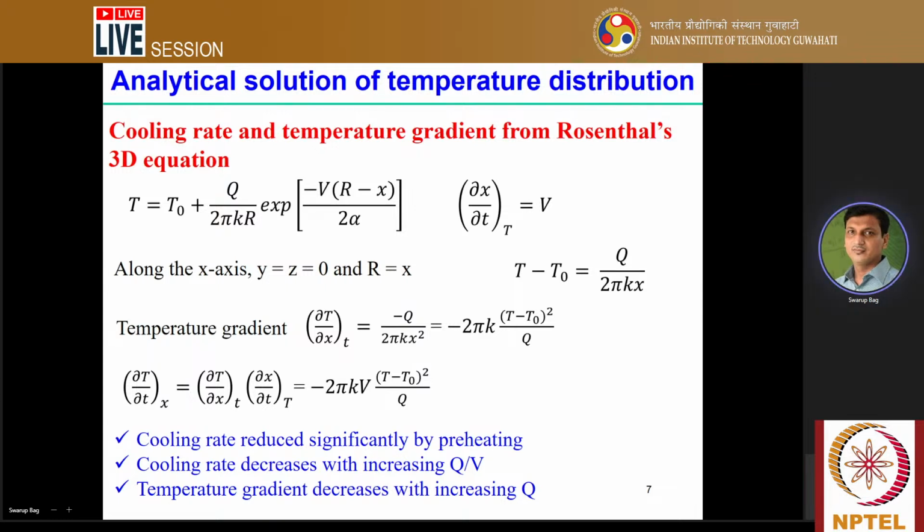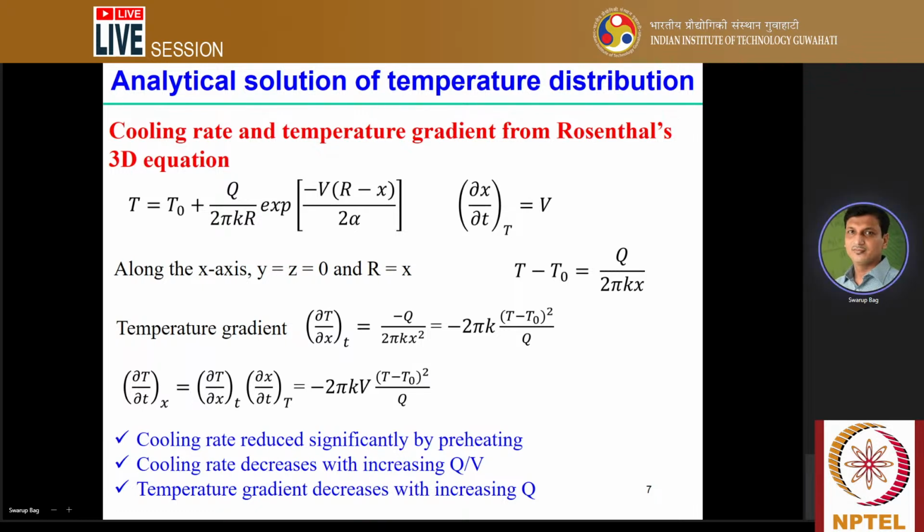Now I'm just focusing on the X axis. Along the X axis, at any point, the coordinates y and z will be 0. And if y and z equal 0, and r equals the square root of x square plus y square plus z square, then r is basically equal to x along the X axis. So we can modify the equation: T equal to T0 plus Q by twice pi Kr, and e to the power 0, because here r equals x, so e to the power 0 equals 1. So you basically get T minus T0 equal to Q by twice pi Kx. That is valid along the X axis, so along the X axis we get the temperature distribution as a function of the variable x.